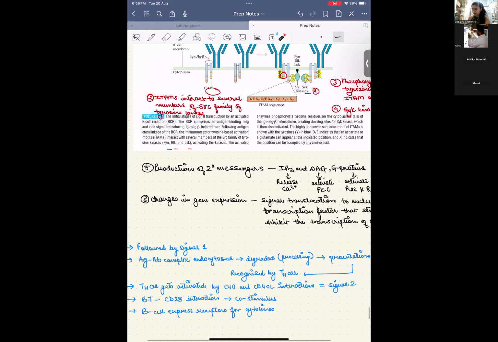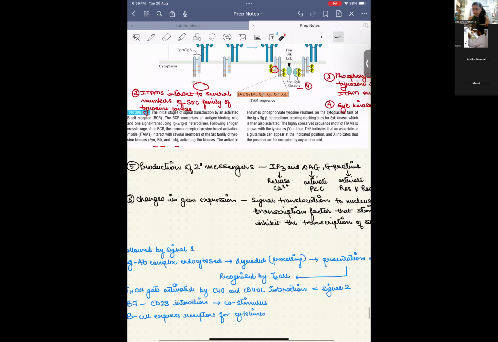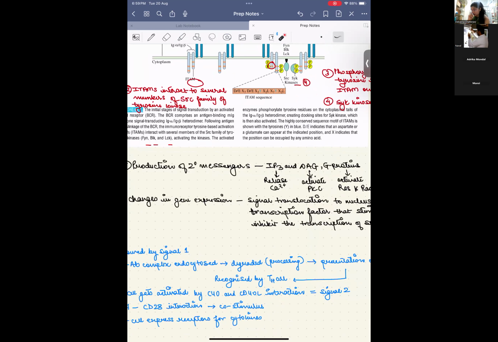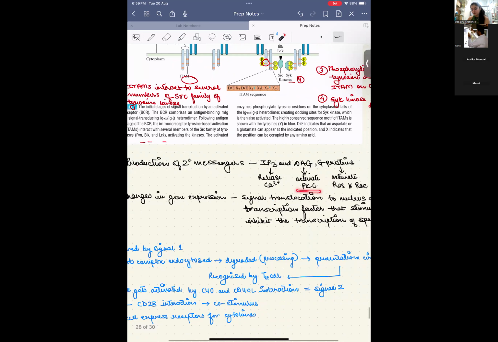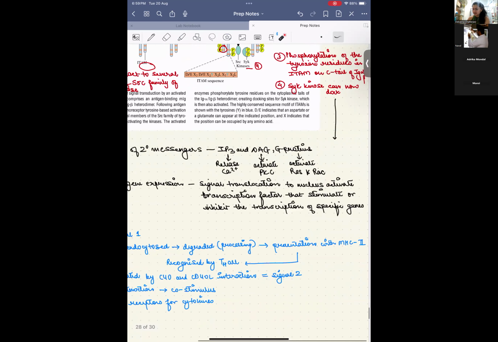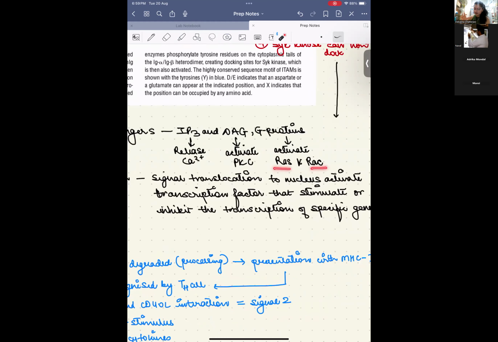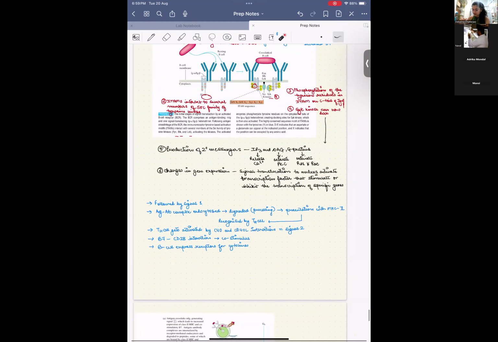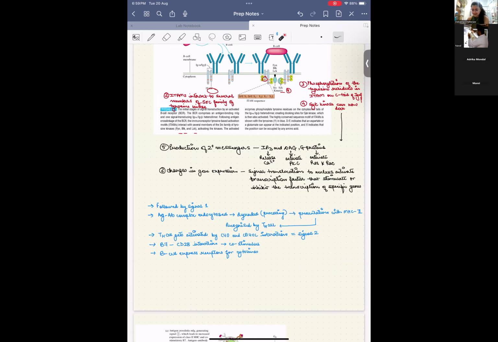Which messengers? It can be the IP3 messenger. So there are essentially two pathways for signal transduction, which can be mediated by IP3 and DAG. In this pathway, there is a release of calcium intracellularly, or there can be an activation of PKCs. The other possible way is that there are G proteins that are getting activated, and we have RAS and RAF. These are part of signaling mechanisms, and we'll not get into the details of this. But it produces certain secondary messengers.